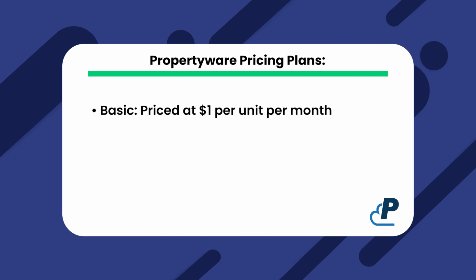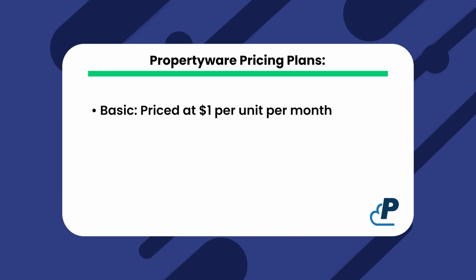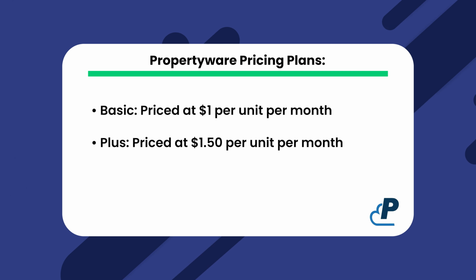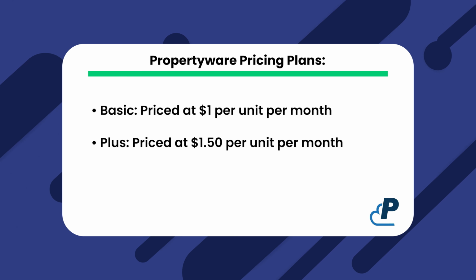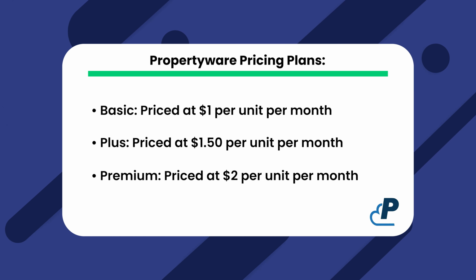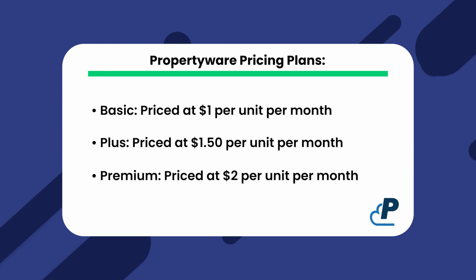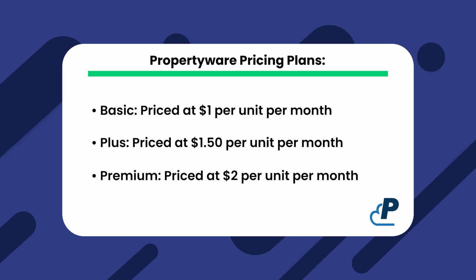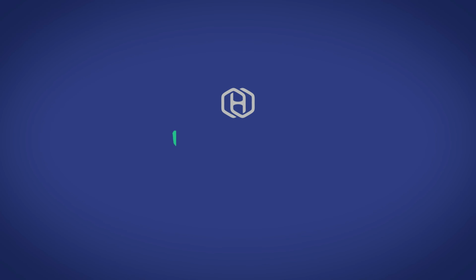And at this point, you may be wondering, what about the pricing? According to PropertyWare, there are no hidden fees associated with the program. They offer 3 different plans. Their Basic plan starts at $1 per unit per month with a $250 monthly minimum. Their Plus plan is priced at $1.50 per unit per month with a $350 monthly minimum. And lastly, they do offer a Premium plan as well, priced at $2 per unit per month with a $450 monthly minimum. But that brings us to our third alternative, which is Hemlane.